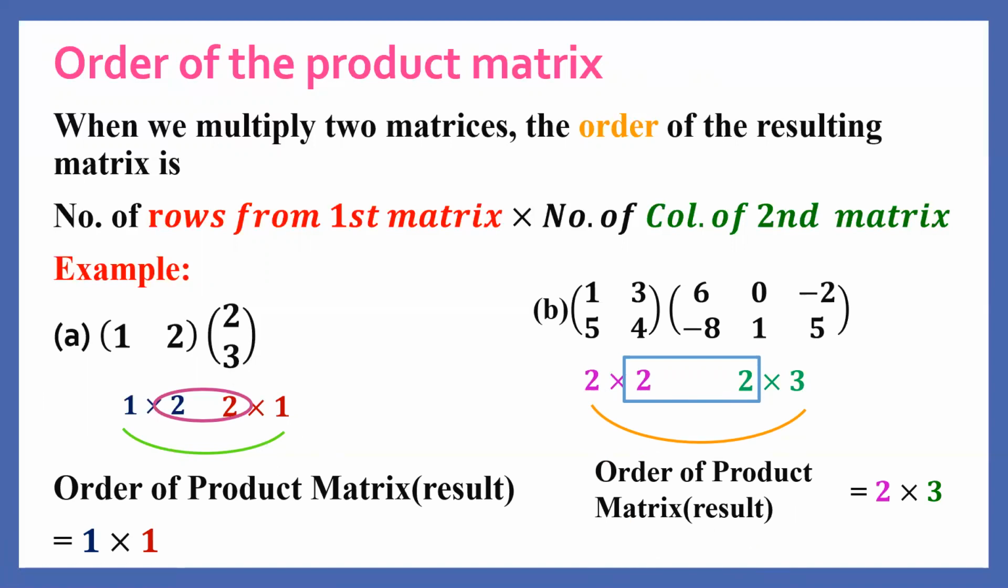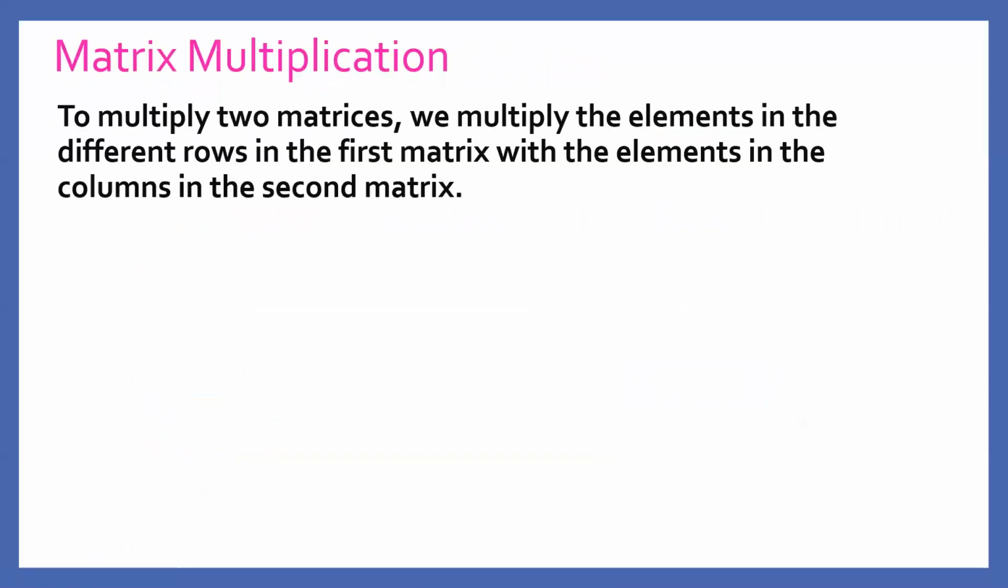This is very important. You need to understand first whether we can multiply two matrices. Second, what would be the order of the resulting matrix. If you have understood these two concepts, then we can proceed to multiplication of matrices. So to multiply two matrices, we multiply the elements in the different rows in the first matrix with the elements in the columns in the second matrix.